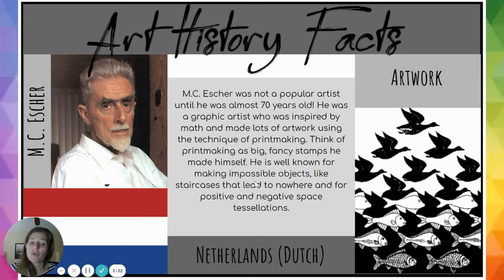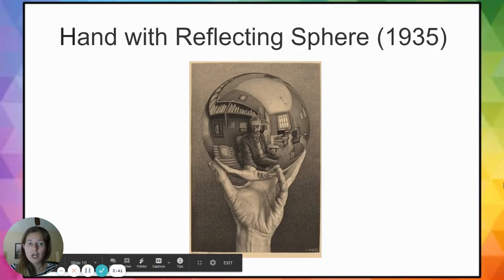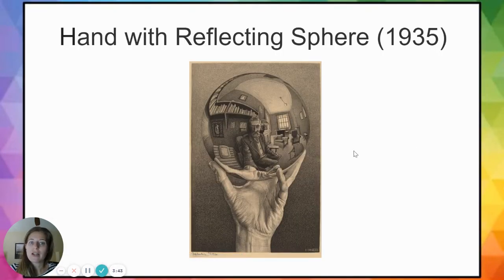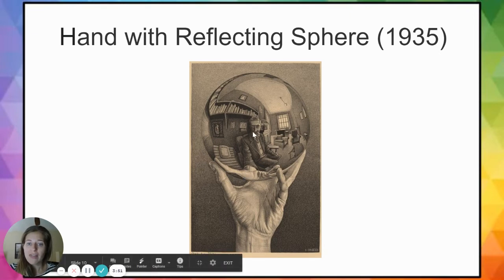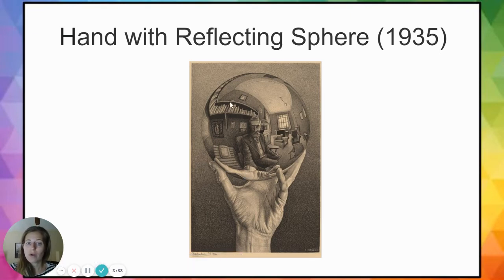M.C. Escher is also Dutch. That means he was born in the Netherlands. This is the Netherlands flag over here. Let's look at some of his artwork. This artwork is titled Hand with Reflecting Sphere, and it was made in 1935. You could see that he drew himself holding up the sphere, and then he drew whatever is in the sphere. So it looks like his room, and it's like an optical illusion. It looks very 3D.